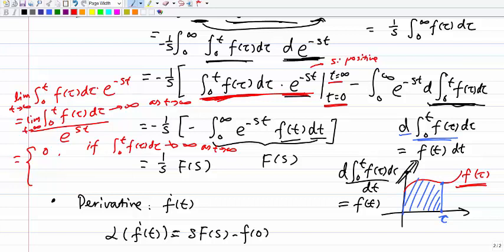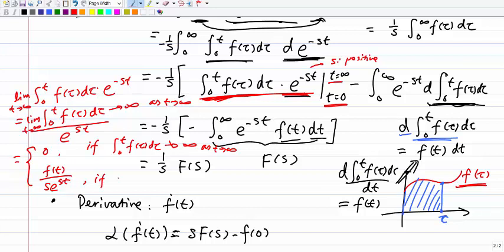Now we can use the derivative. So infinity over infinity, right? You can take a derivative of the numerator and denominator. Let's take a derivative with respect to t. The derivative of this one is f(t) basically, right? The derivative of this guy is s e^(-st). Okay, we take a derivative of the numerator and denominator, that's when we have infinity divided by infinity.